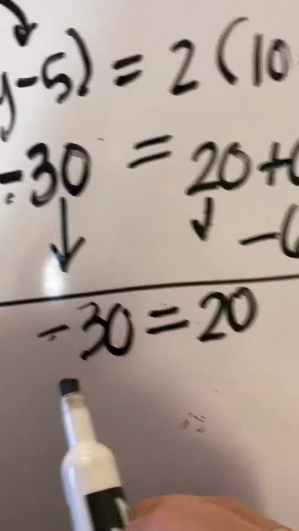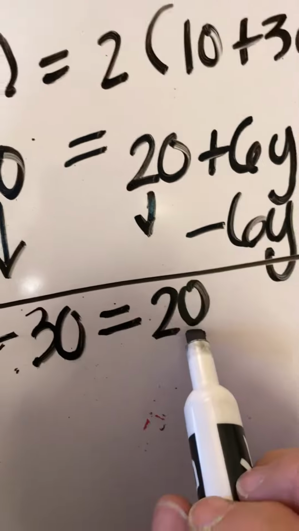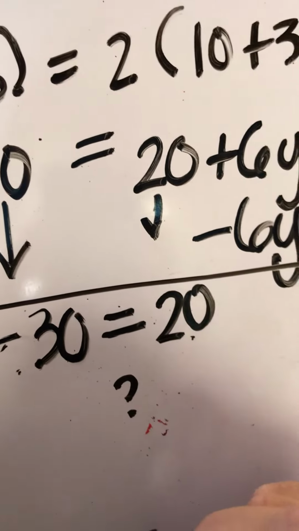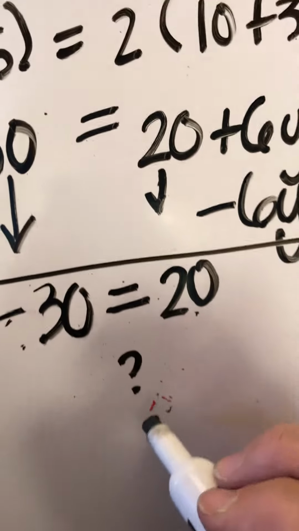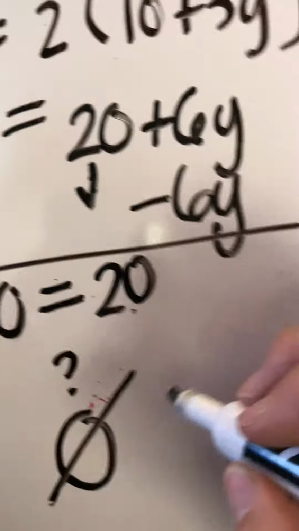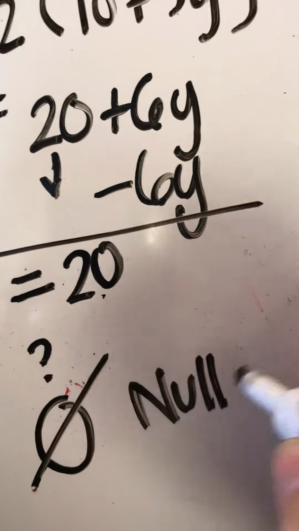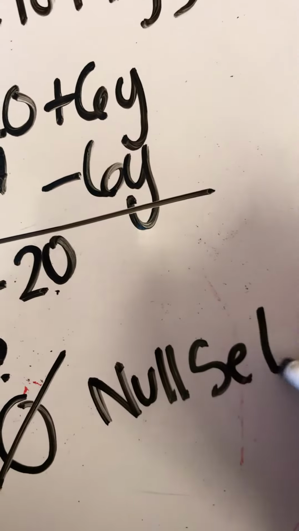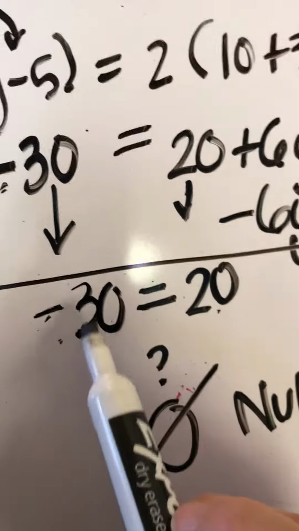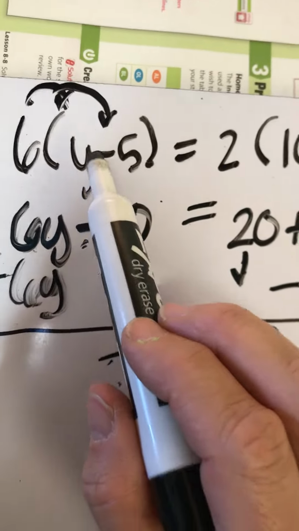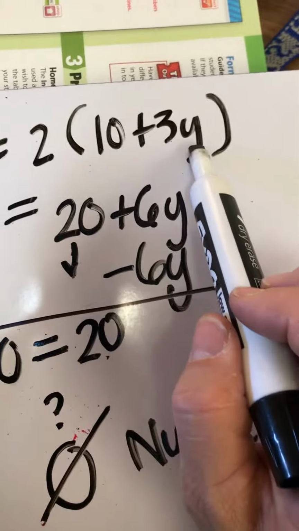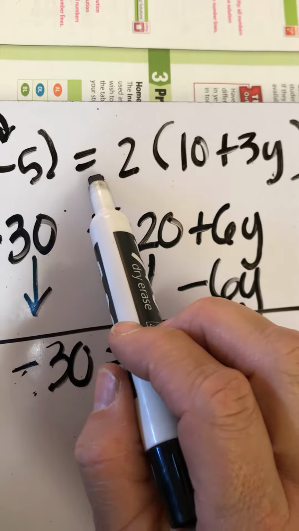I'm left with this really weird equation. Negative 30 equals 20. When is that true? That's never true. That is never true. This is an example of an equation that has no solution. Doesn't matter what value for y I choose, when I put it into this side and I put it over to this side, they're never going to equal each other.